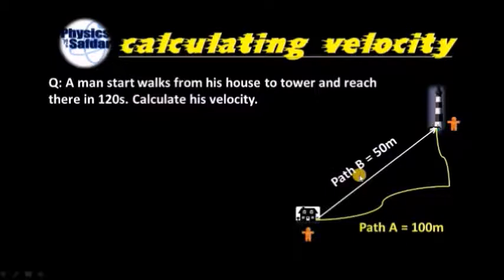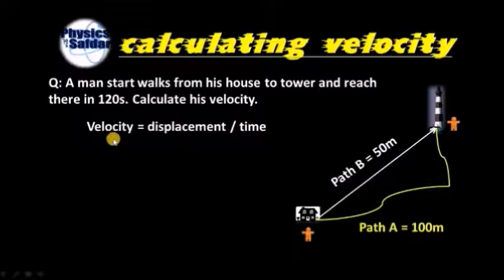To calculate the velocity, first you need to know what is the equation of velocity. Look at this. Velocity is equal to displacement divided by time. In the question we have time 120 seconds, but what is the displacement? Look at the diagram. Here we have the two tracks A and B. First you need to decide which one is the displacement. For that you need to recall the definition of displacement. Displacement is the shortest length between the 2 points. So what is the shortest length we have here? 50 meter. So that is displacement. So displacement is 50 meter.